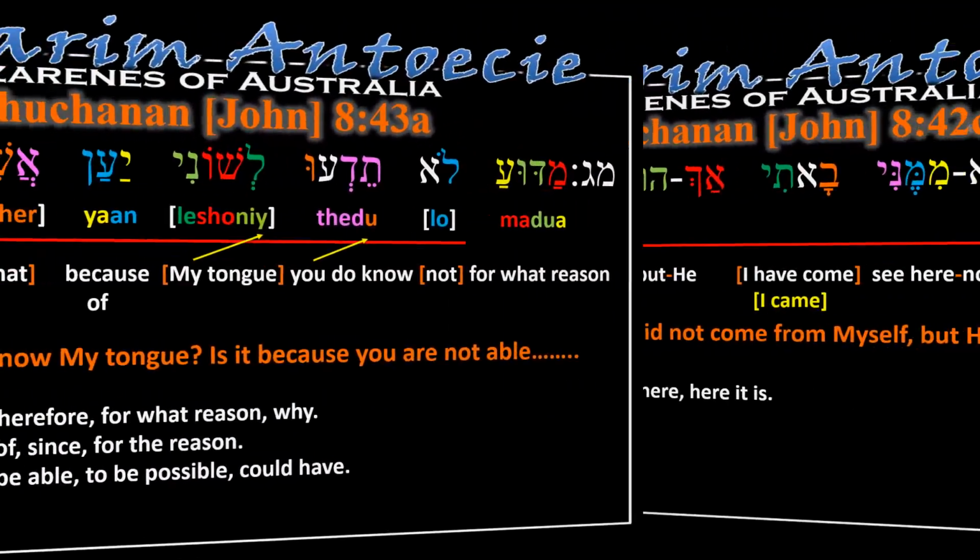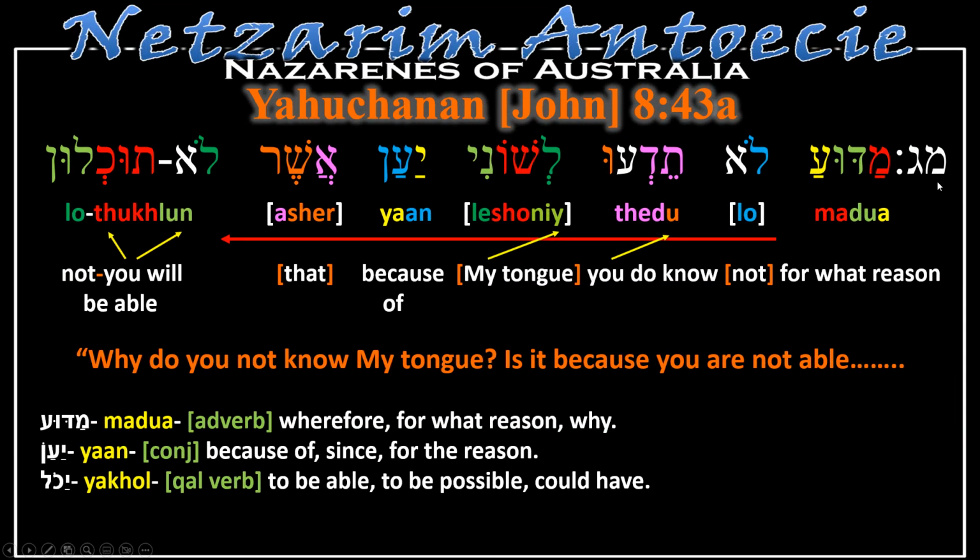And so we turn to 43a, and we have a mem, value of 40, a gimel, value of 3. So we're in 43. And now we have a mem, dalet, vav, ayin, lamed, aleph, tav, dalet, ayin, vav, lamed, shin, vav, nun, yod, yod, ayin, nun sofit, aleph, shin, resh, lamed, aleph, tav, vav, kaf, lamed, vav, nun sofit. And let's read it. Madua. For what reason? Something that translates as why. That's how they got it in the translation.